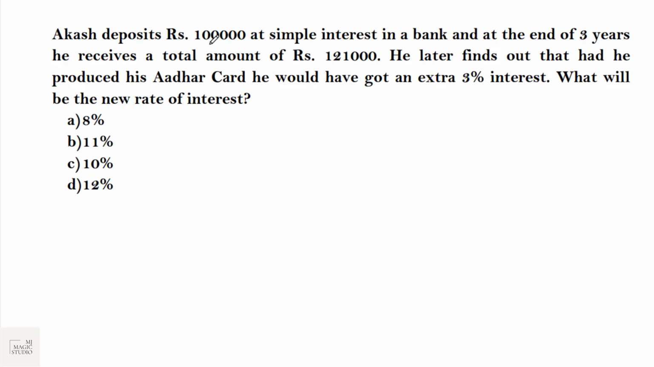Akash deposits rupees 1 lakh at simple interest in a bank, and at the end of 3 years, he received a total amount of 1,21,000. That means interest received in 3 years is 1,21,000 minus 1 lakh, that is 21,000. Now, since it is simple interest, we know interest is equal to P R T, T is 3 years, by 100. Let's see, obviously R would be missing.